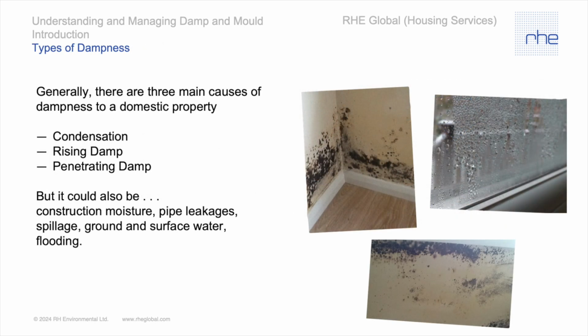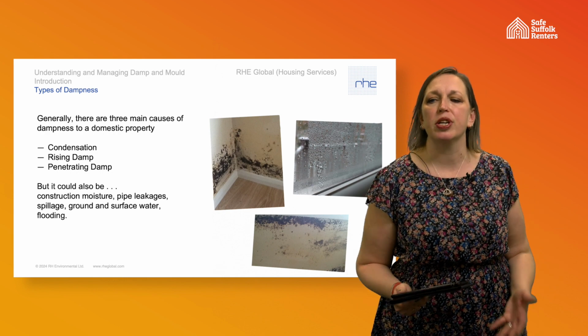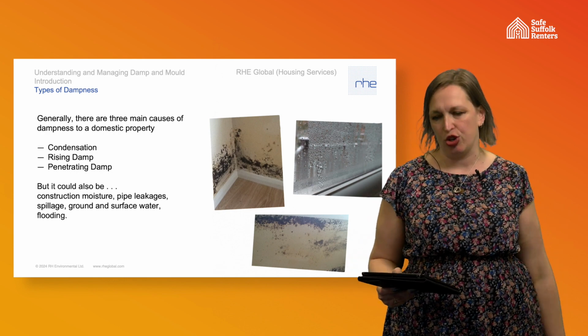So generally there are three main causes of dampness to a domestic property: condensation, rising damp, penetrating damp, but there could also be what we tend to call traumatic damp, pipe leakages and spillages. The focus of this presentation, because we're talking about moisture management, is going to be mainly about condensation.